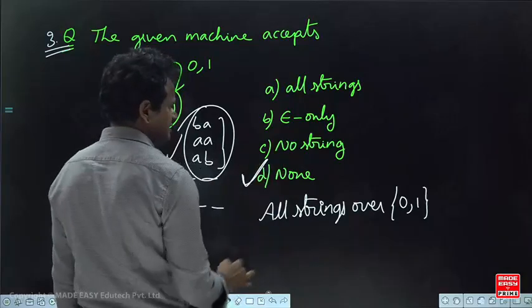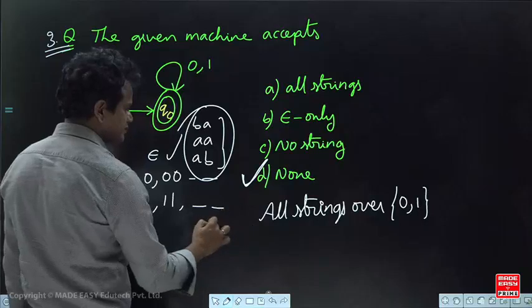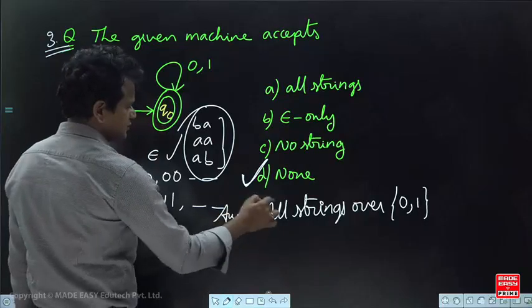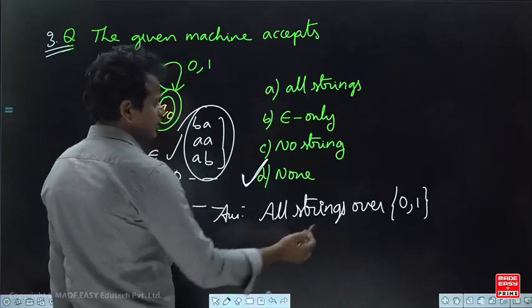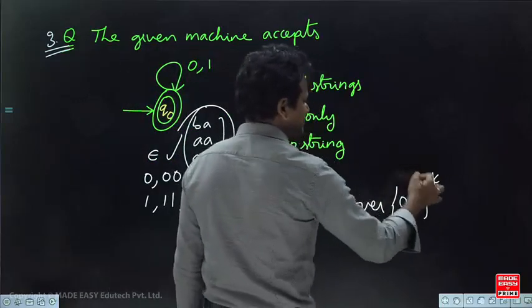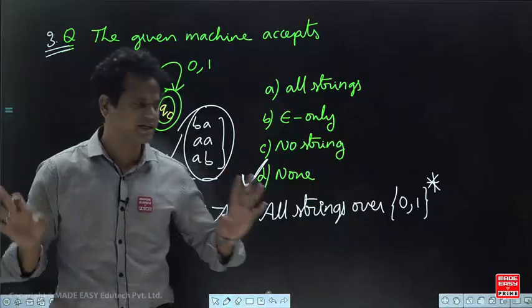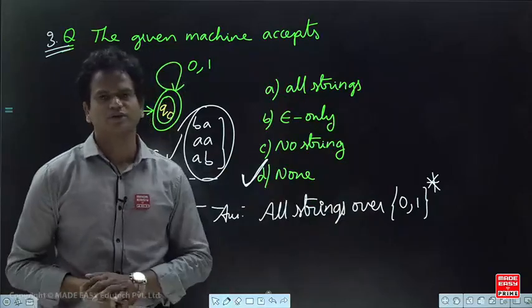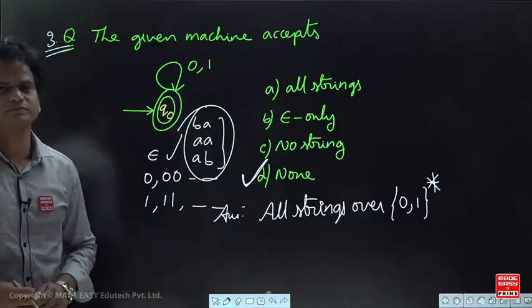If you want the right answer, you just take none as the answer. And for the perfect answer, you write the machine accepts all strings over 0, 1, or you can say (0,1) whole star. Whenever you say all strings over 0, 1, the meaning of this is (0,1) whole star. Okay, next one.